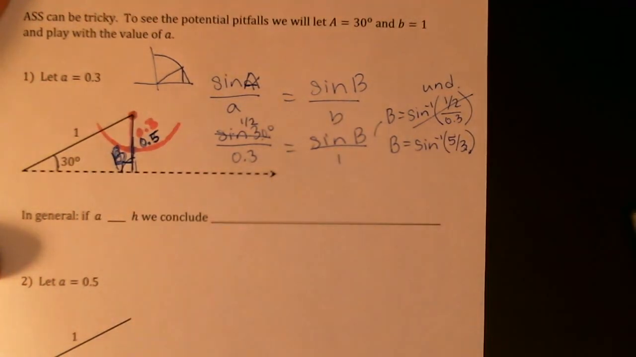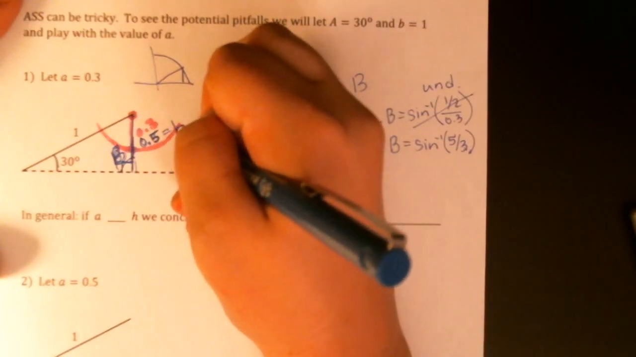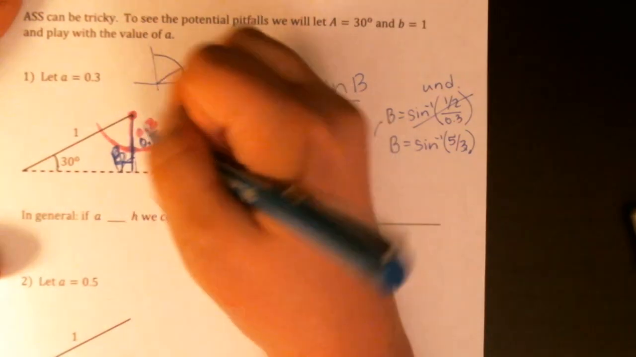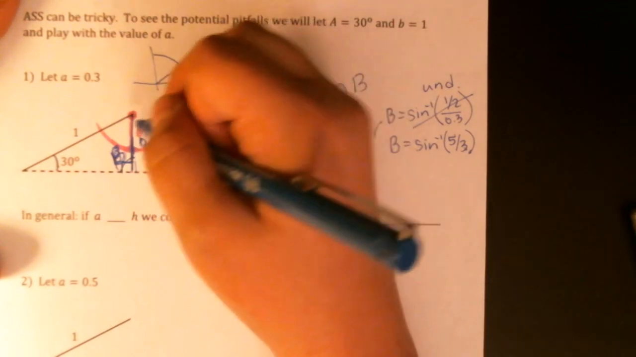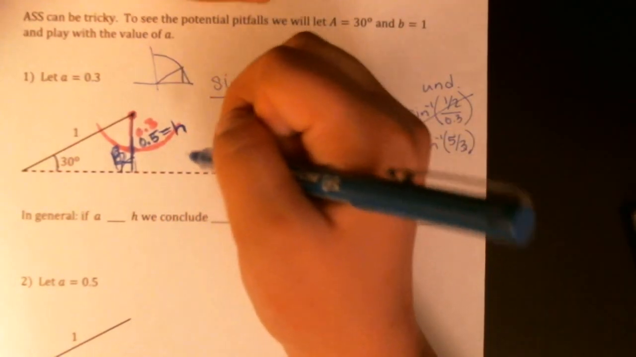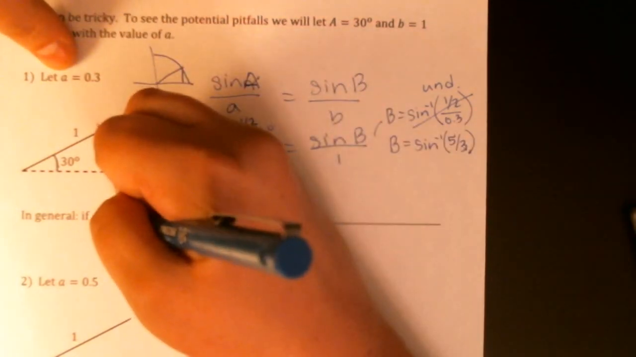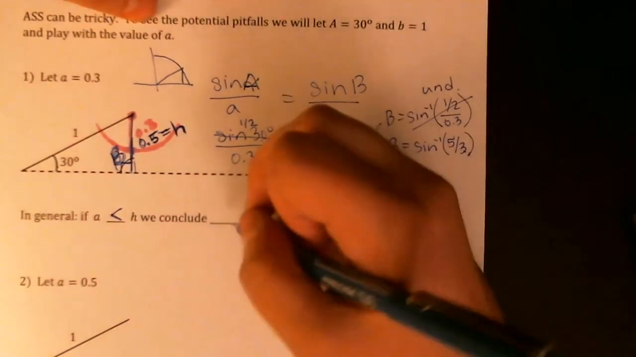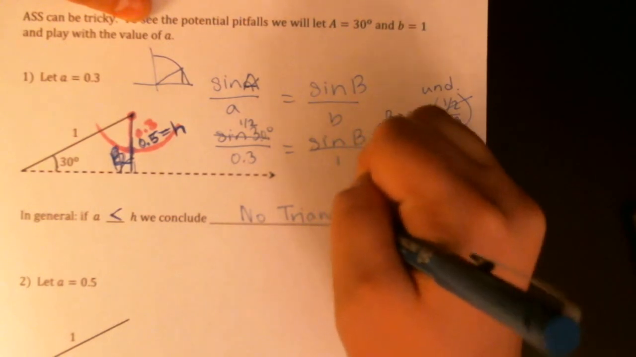Okay, so basically what happens is this 0.5 is the height of our triangle. So regardless of how long or which direction that side sticks in, from the bottom here, the height of this triangle, if this is the top corner, is going to be 0.5. So if our A value is smaller than the height of the triangle, then we can conclude there's no triangle. That doesn't actually create a triangle.